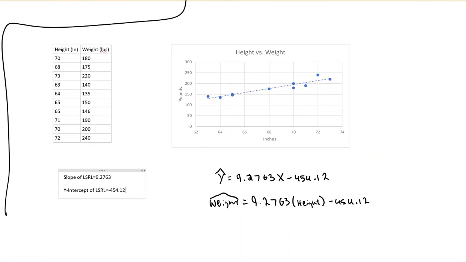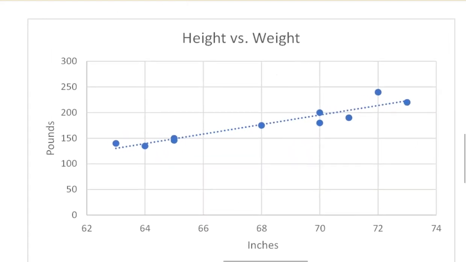Slope you can think of as rise over run, or your change in y over the change in x, if you think back to algebra. So we can ask ourselves, really with this graph, as I increase my height, so as inches increase, how does our weight change? We're seeing as our inches increase, we see an increase in pounds. So as height increases, weight is going to increase.